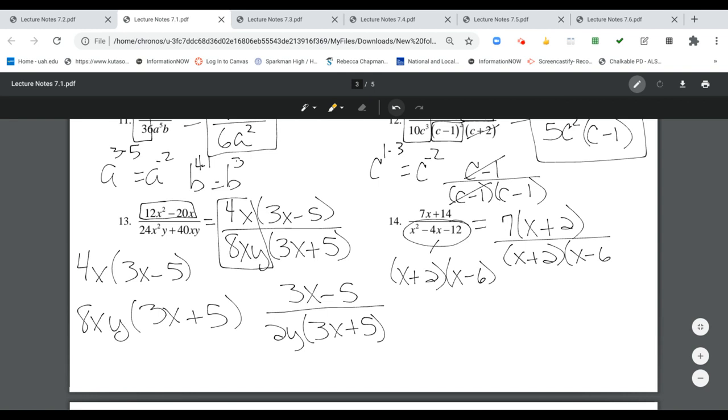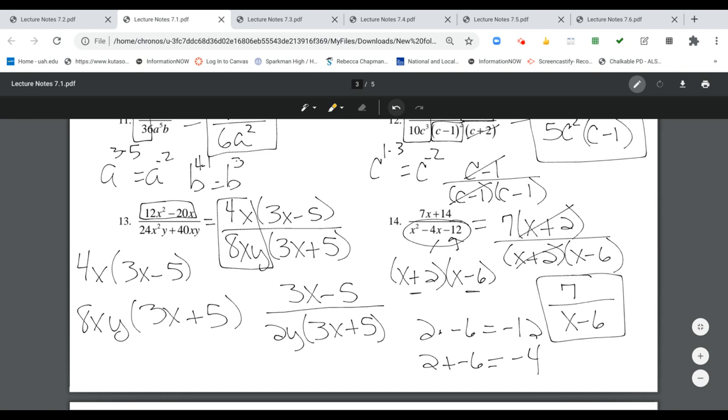When I factor that, now notice I have one of each sign because 12 is negative. My c value is negative. 2 times negative 6 is negative 12, my c value. And 2 plus negative 6 is my b value. And that's what I want. So that's why I use these two factors. Now, I can cancel the x plus 2. That gives me 7 over x minus 6.